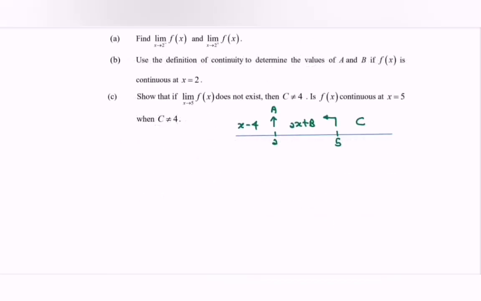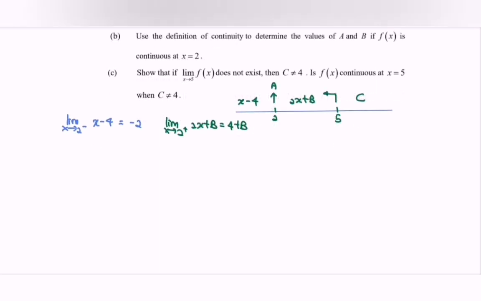Kindly refer to A. Find the limit when x approaches 2 from the left and also the limit when x approaches 2 from the right. So the limit when x approaches 2 from the left refers to the left hand side, and we have the function x minus 4. As x approaches 2 from the left for the function x minus 4, the value of y will be approaching negative 2. Continue. Limit when x approaches 2 from the right for the function 2x plus b, the value of y will be approaching 4 plus b. So that is the answer for A.